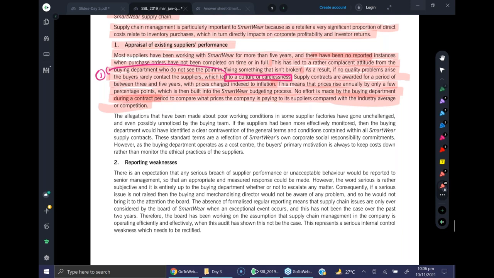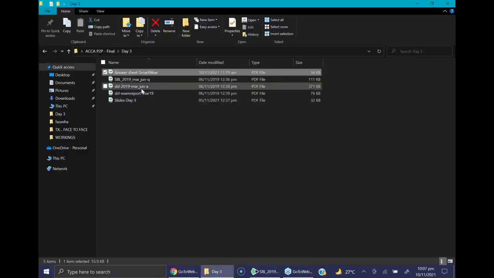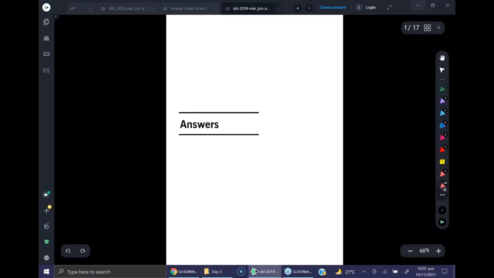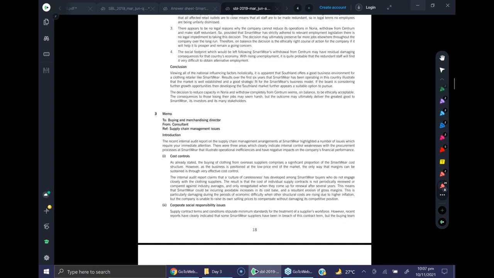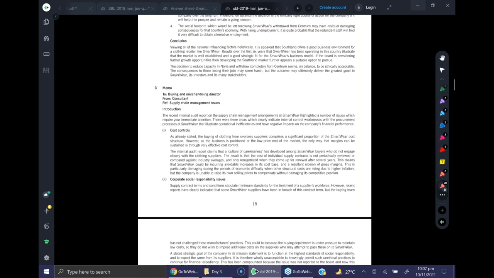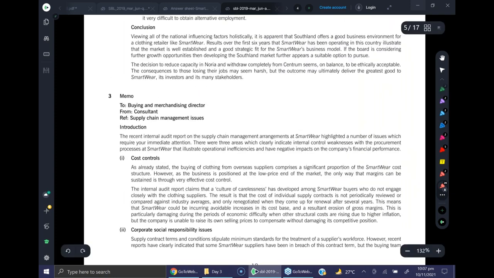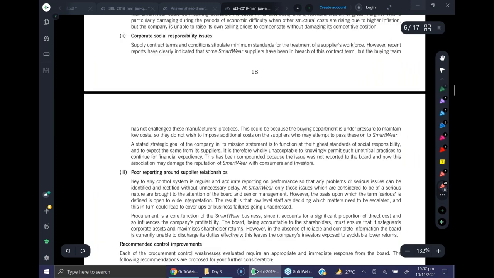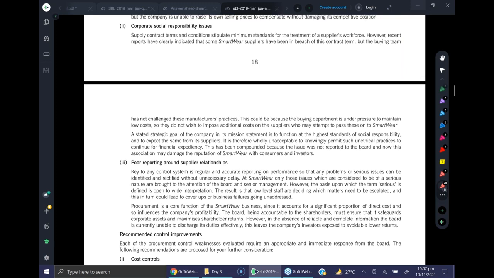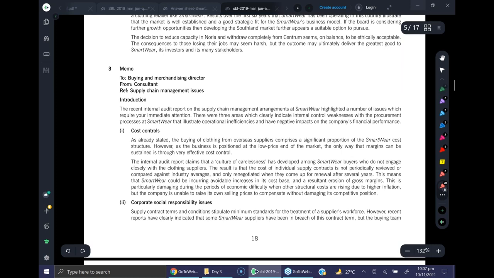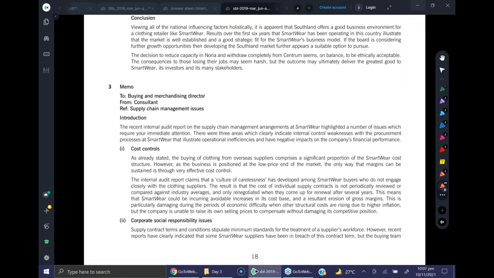Okay. Let me open the standard answer for this one and see how the examiner has actually discussed this particular requirement. This one is specially important because this point has 4 marks here. 2 marks for discussing the problems and 2 marks for suggestions.